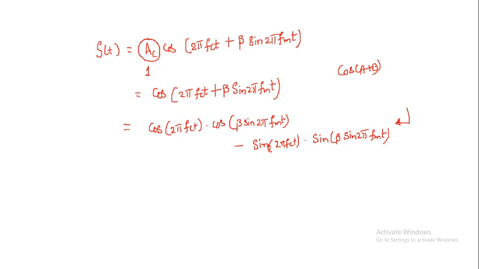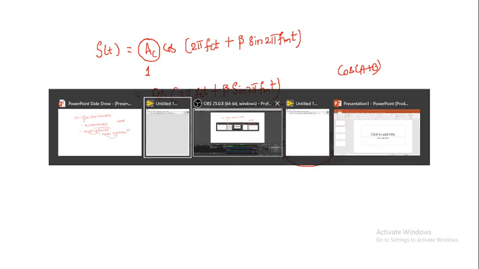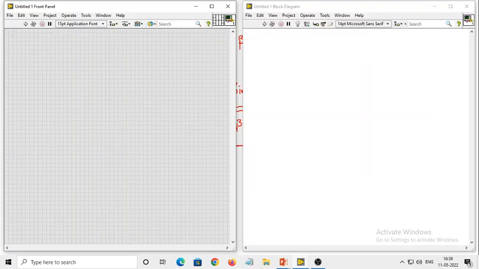So let us see how to build this. We will go step by step. So first we will try to create this one, beta sine 2 pi fmt. Then using cos and sine blocks, we will try to build this cos of beta sine 2 pi fmt. And then we will multiply these two. Again we will build the multiplication between these two, and then finally we subtract. This is the flow we will be following. So let me show you how to do that.